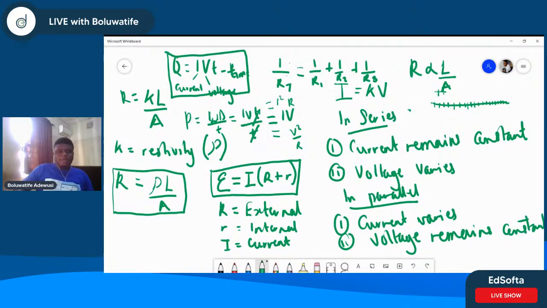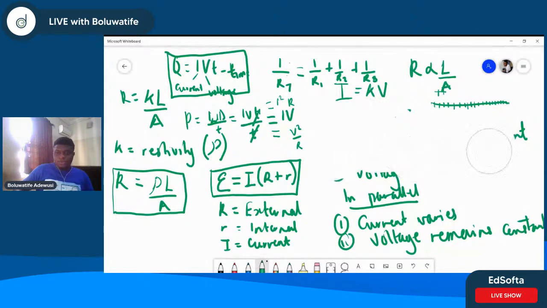But I also can, I is the same as what? V over R. So if I substitute V over R here, I get V squared over R. So it's just manipulation. These two extensions just came from substituting various formulas here. I hope you understand.